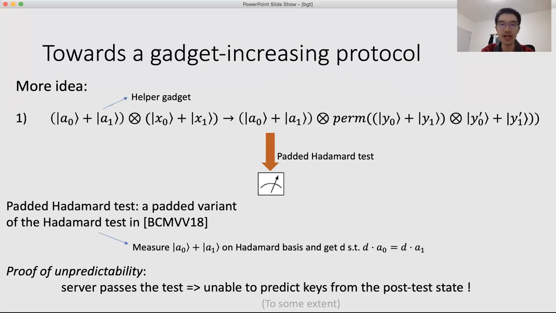What we're going to do is to further introduce a helper gadget. So the mapping in the first step will actually go as follows. And after we use some way to implement these mappings, the helper gadget will go to some protocol called Padded Hadamard test. And this subprotocol is a padded variant of the Hadamard test in this paper. Simply speaking, what we're going to do is to measure this state in Hadamard basis and get a d such that d times A0 equals d times A1. And as the name suggests, we need to add some paddings in these protocols. And these paddings will allow us to prove some powerful lemmas on this subprotocol.